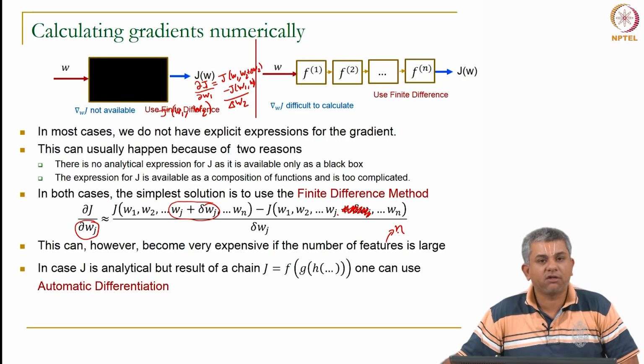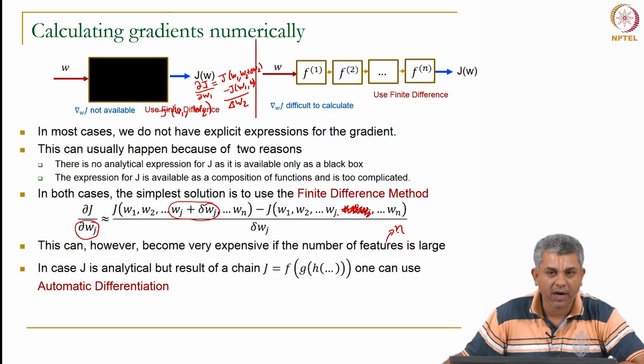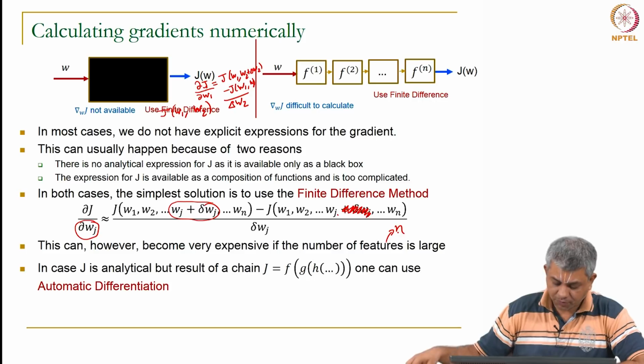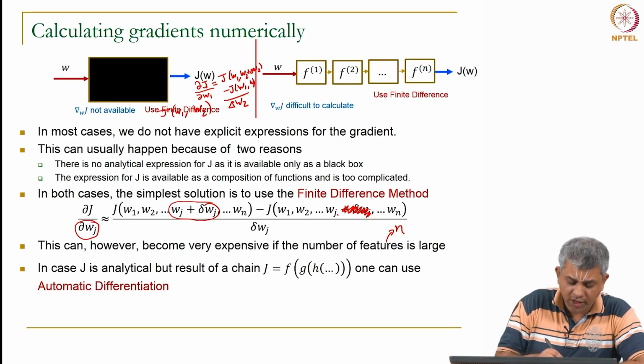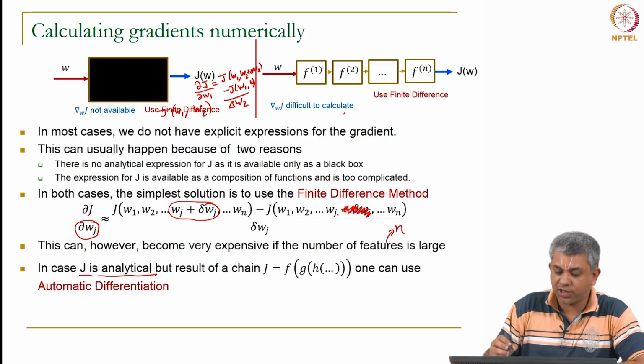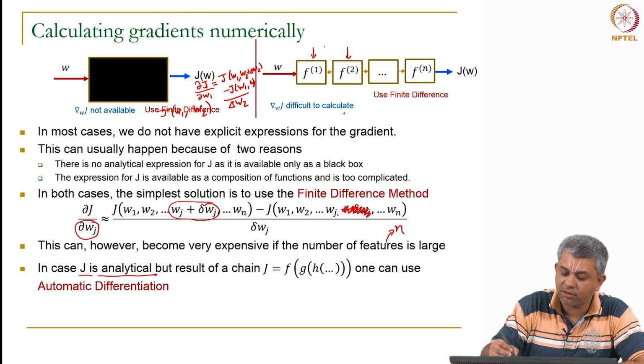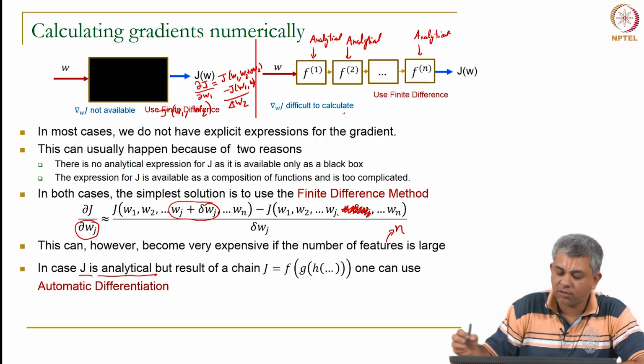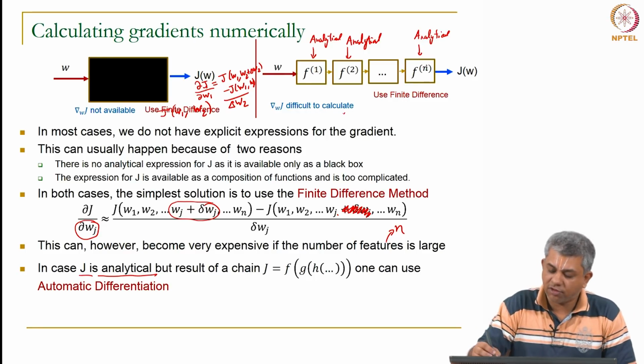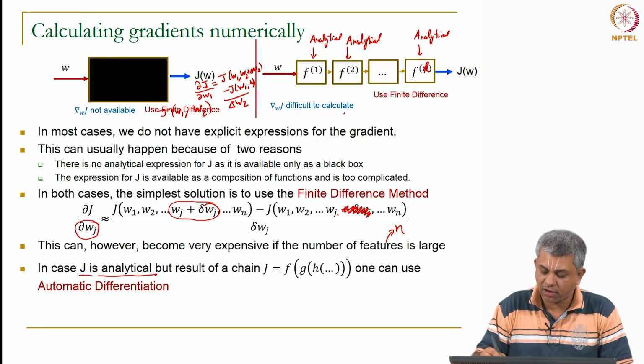A different method, which is what has made neural networks practical of late, is called automatic differentiation. This is very useful in case you have an analytical expression, but the analytical expression is hidden as a chain. So, suppose you have analytical expressions for F1, F2 up till Fk. Instead of Fn we call it k so that you do not get confused with this n.